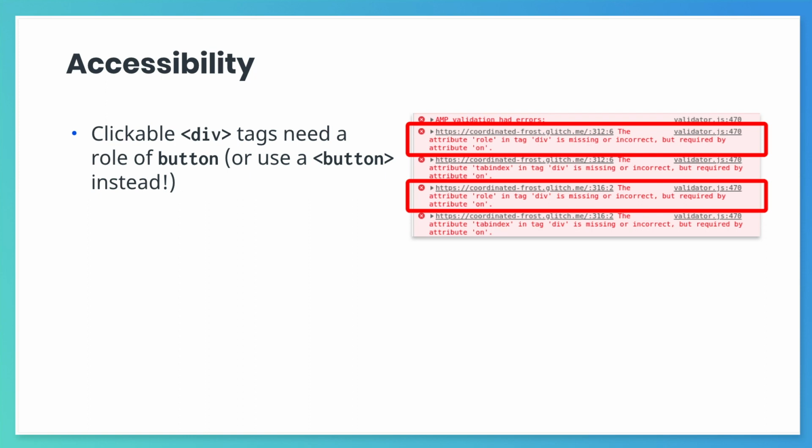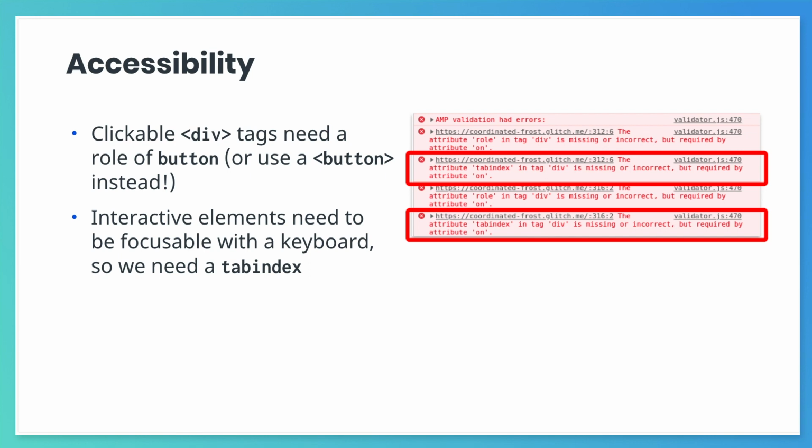Let's look at the second error. Buttons allow for user interaction, so they're focusable, and AMP knows this. If a user navigates your web page using a keyboard, they can highlight and interact with any focusable component. To get rid of this error, add a tabindex to the div tags that toggle the sidebar. This lets the users reach the element using their keyboard.